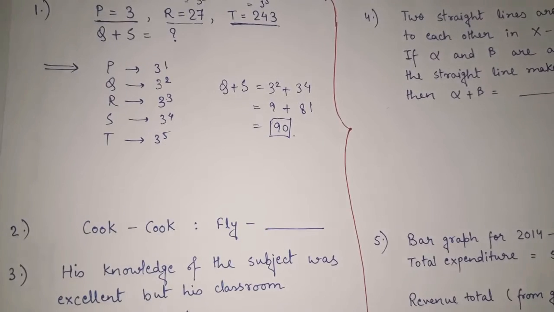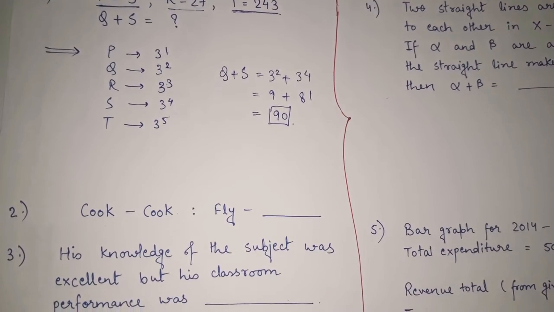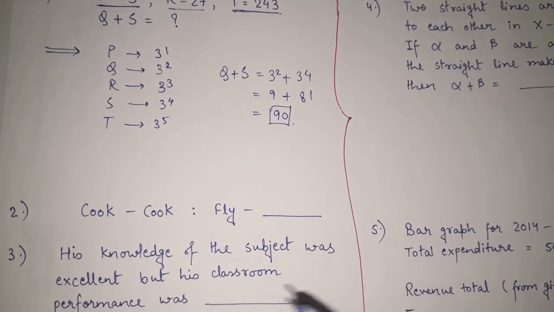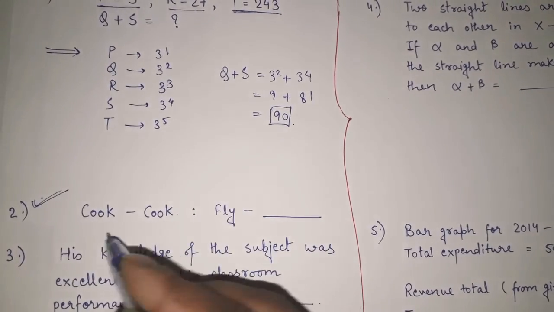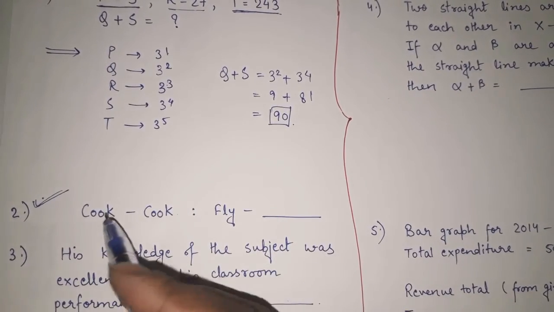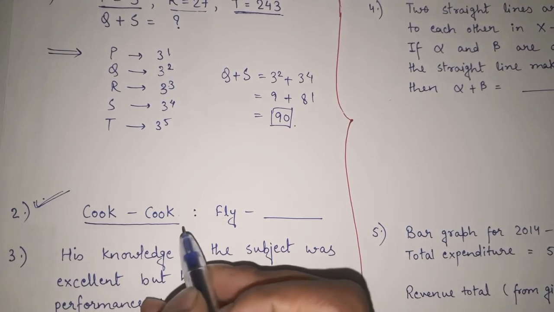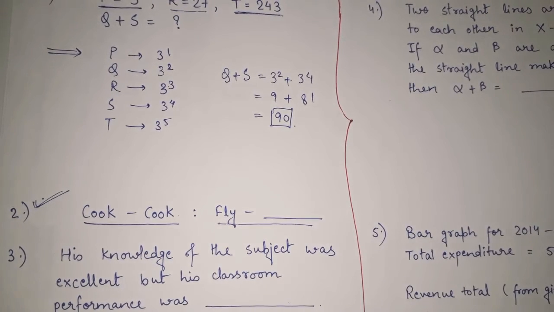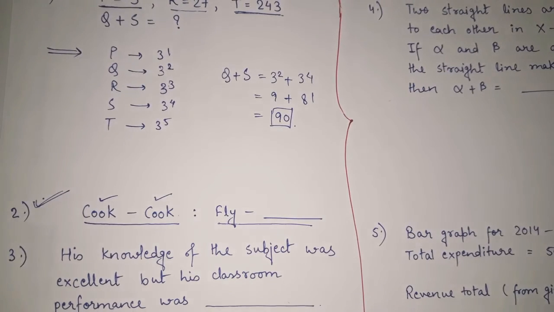Clear? Okay. The next two questions are based on normal English. But yes, some students were confused in this second question also. Again, there is no theory in this question. It was only written that cook is related to cook. Similarly, fly is related to dash. This was the question. So the trick was that you have to understand what these two cook mean.